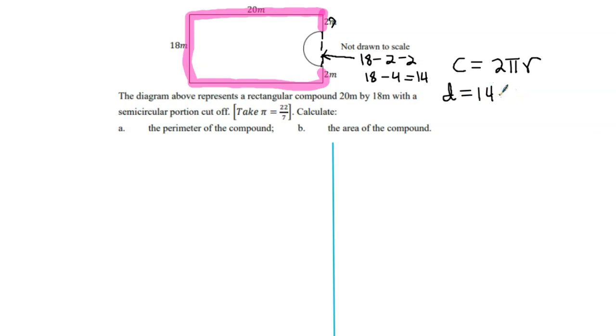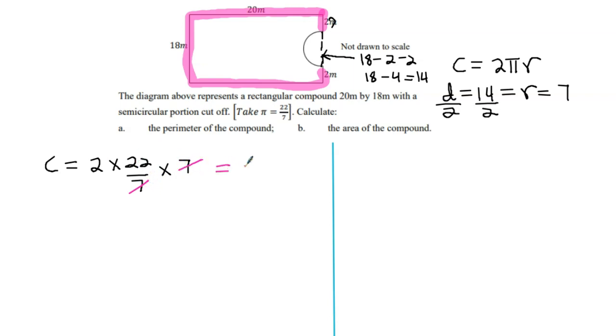But we need a radius. We know that if we divide the diameter by 2, that gives us the radius. So our radius here is going to be 7. So let's go ahead and find that circumference. It's 2 times pi times the radius. Turn this one into 1, and 2 times 2. 2 times 22 gives us 44.